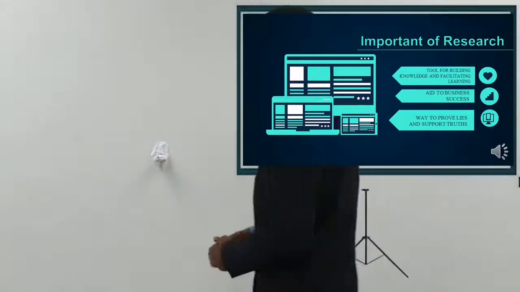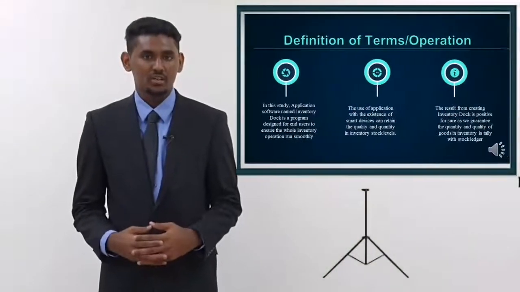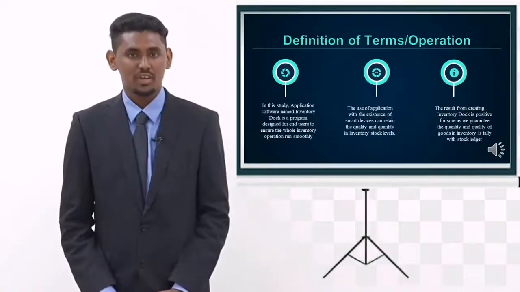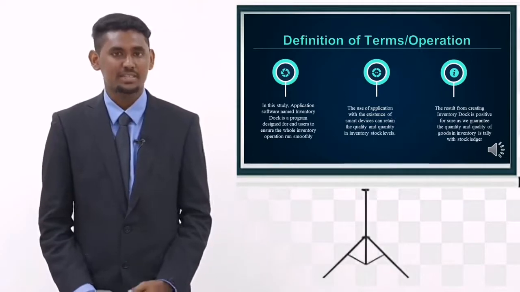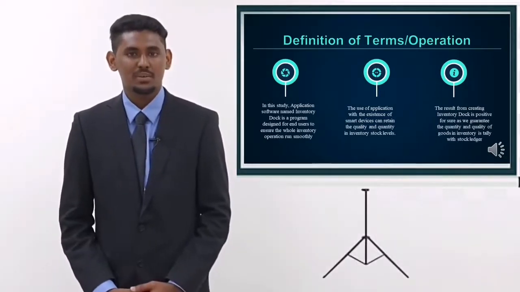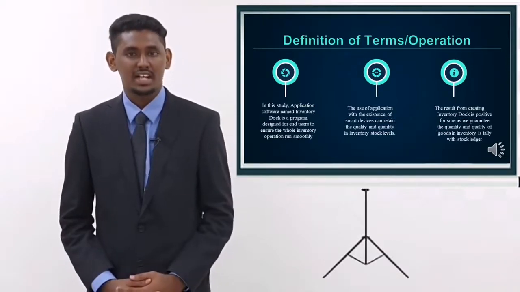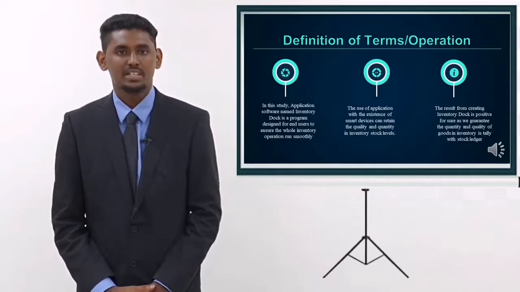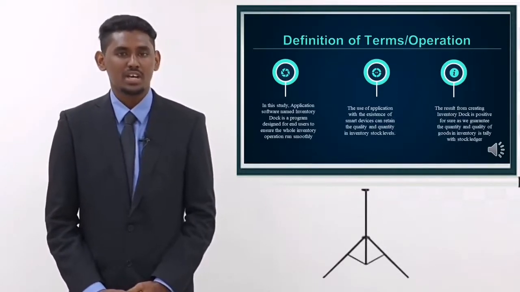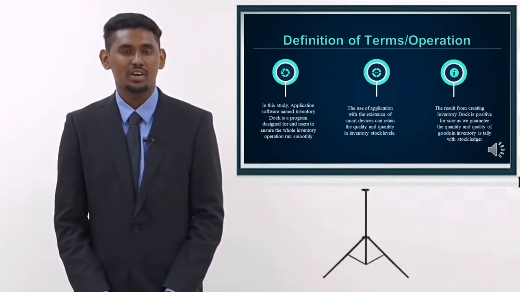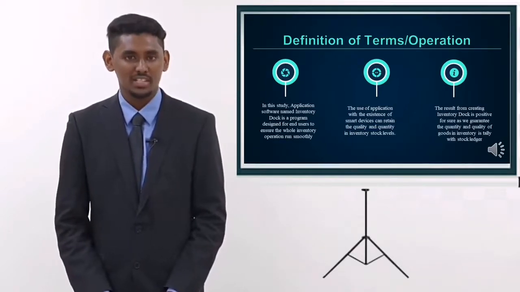In this study, application software named Inventory Doc is designed for the end users to ensure the whole inventory system runs smoothly. With the access of Inventory Doc, we can avoid as many mistakes as are often made by humans. The use of the application with the assistance of smart devices can retain the quantity and quality of the stock levels in the inventory. The result from creating Inventory Doc is surely positive because we guarantee the quality and quantity of the goods will be tallied with the stock ledger.